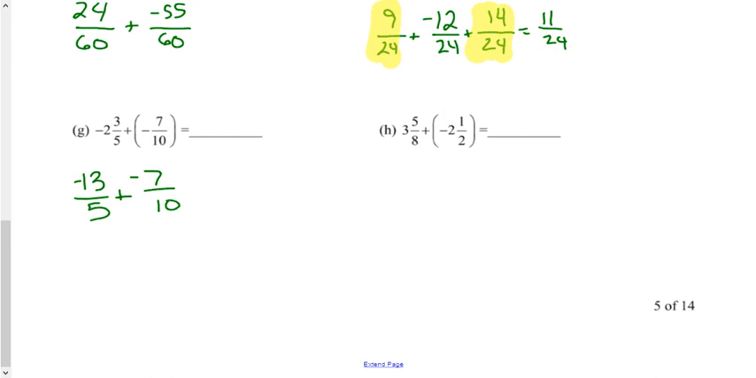What we do need to do though is get common denominators. And so between 5 and 10, it's going to be 10. They'll both fit into 10. This one doesn't have to change at all. And this one over here, we would take this times 2 on bottom, and so we'll take it times 2 on top as well. That gets me negative 26/10. This will turn into negative 33/10.